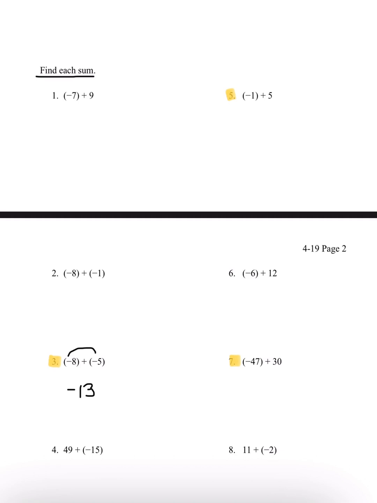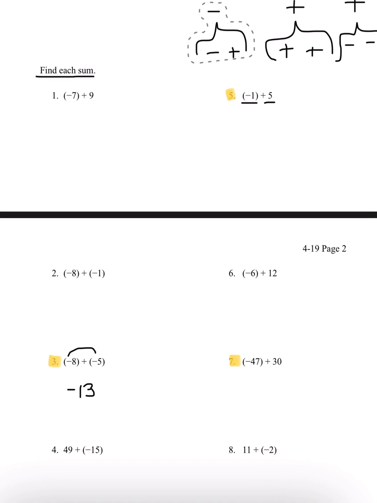Number 5, we have negative 1 plus 5. When it's a negative and a positive number, you're actually going to be subtracting. But if it's a positive and a positive number, you're going to be adding. And if it's a negative and a negative number, you're going to be adding. Here we have a negative number and a positive number, so that means we are going to be subtracting. So 5 minus 1 gives us 4. So our answer for number 5 is just 4.